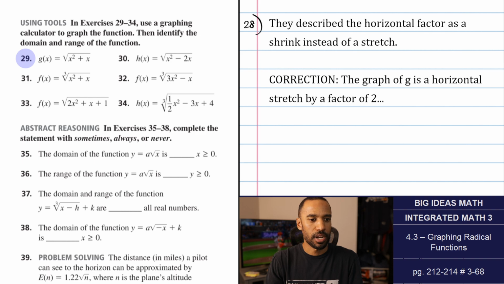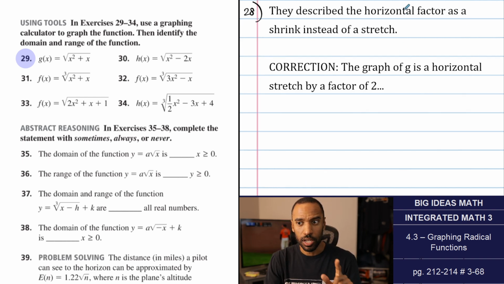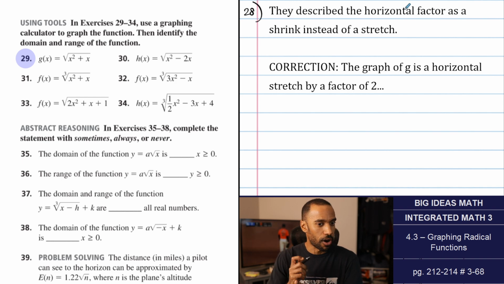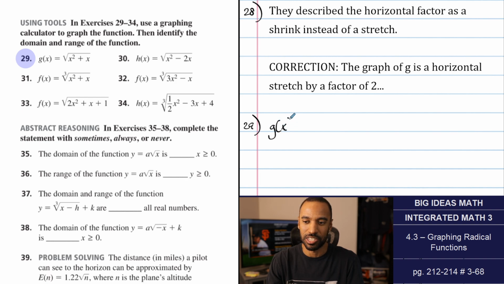Okay, let's move forward. Numbers 29 to 34. Let's see if we're graphing. Use a graphing calculator to graph the function, then identify the domain and range of the function. It's actually a good thing we're using a graphing calculator for all of these that I'm looking at, because even I look at these and say, I don't know exactly what they'll look like. This isn't exactly the same vertex form. It's going to be quite a different look instead.